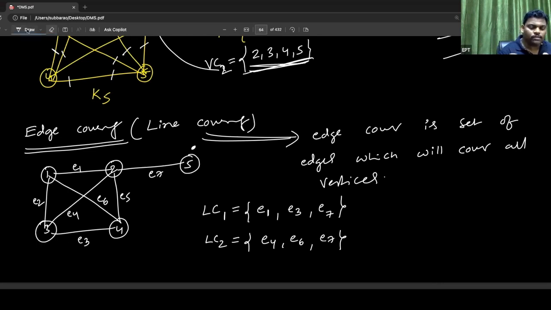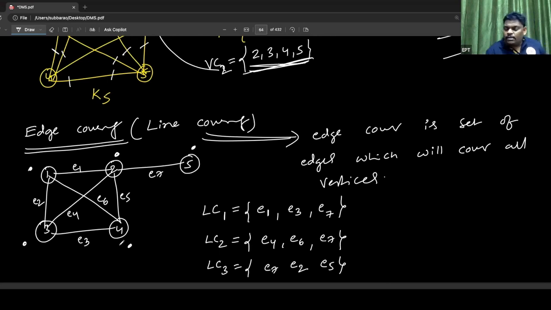Now I will give one small answer. Can you see? Line covering 3. Is it right or wrong? Let me check. See everyone, once. E7: these two are covered. Next one, E2. Where is E2? These two are covered. Next, E5. This also is covered.